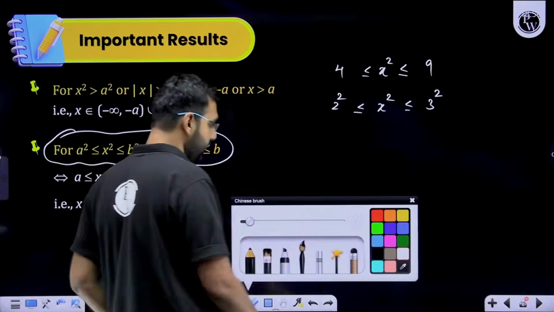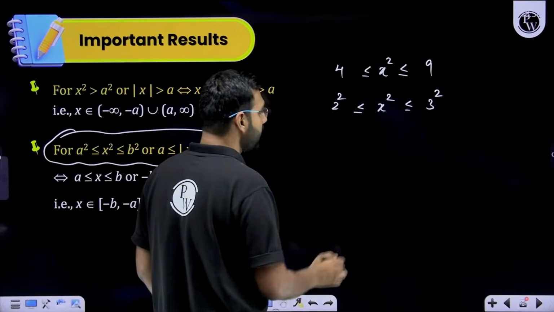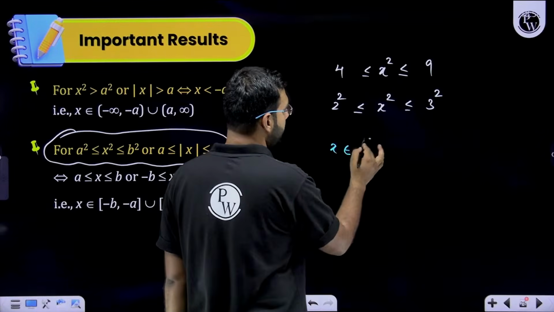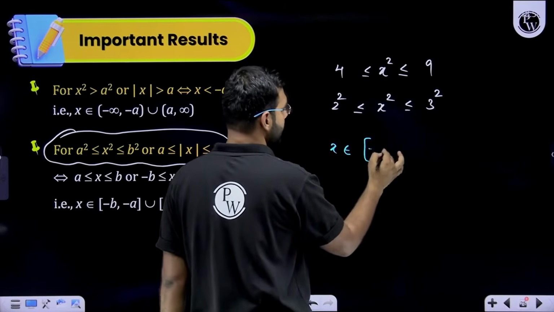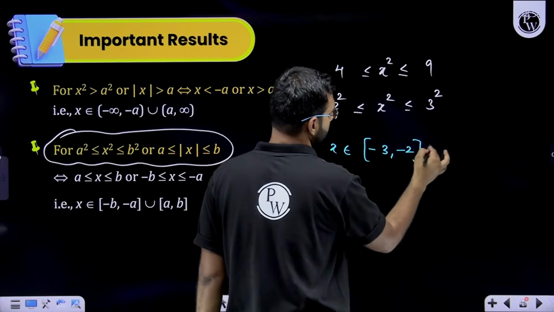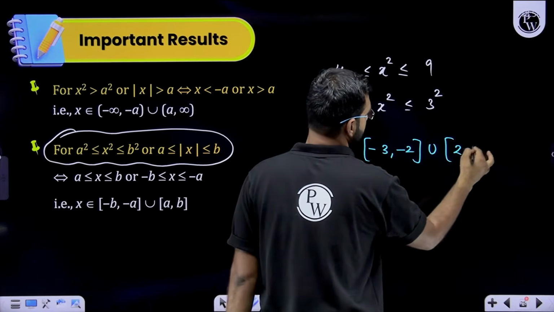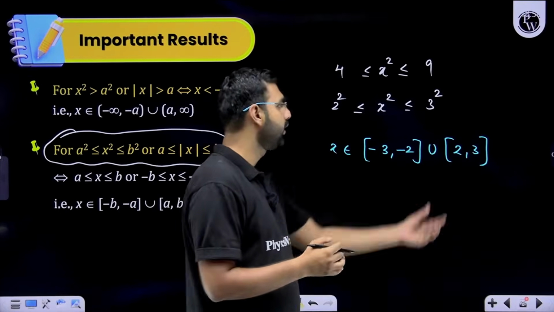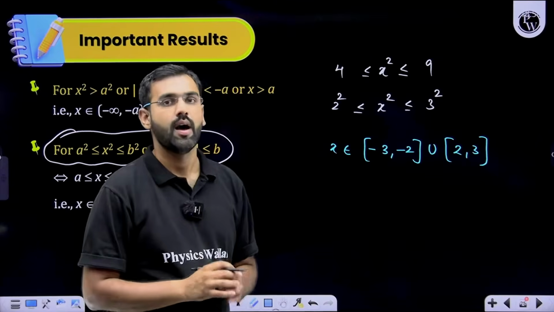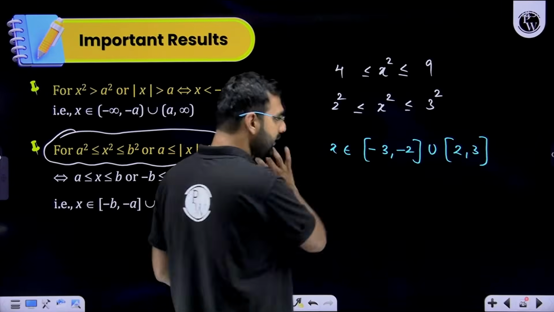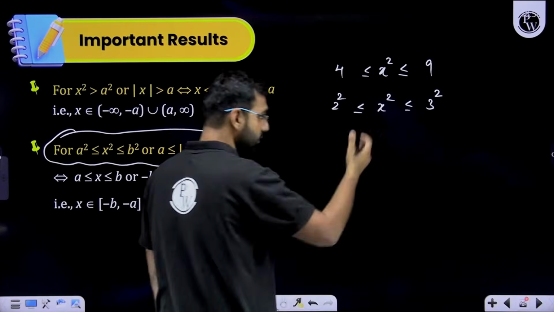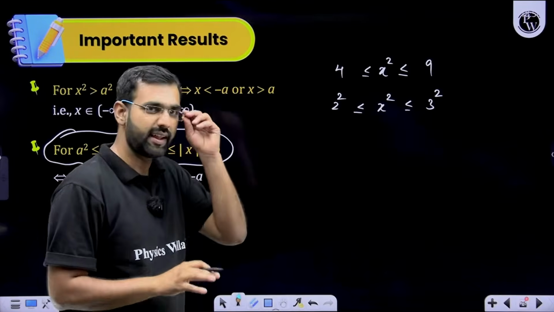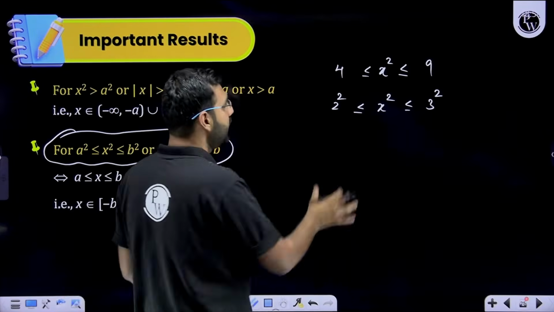What is that direct result? The direct result says the simple thing that here x will lie between minus 3 to minus 2, and it means union, or 2 to 3. How is it getting derived? If you didn't understand this part, you can remember it like this as well. But I'll emphasize that you remember the direct result. But if you forget that direct result, you solve it like this.